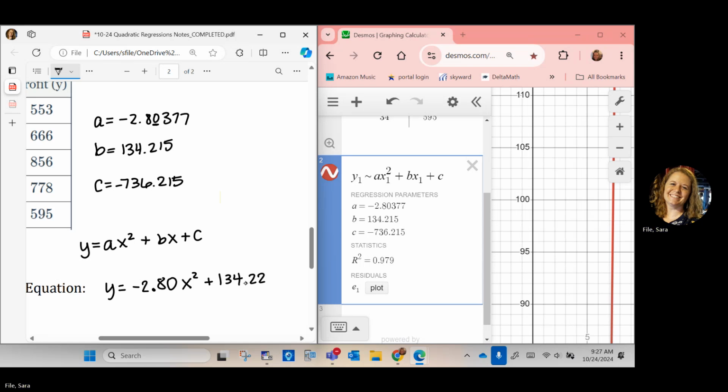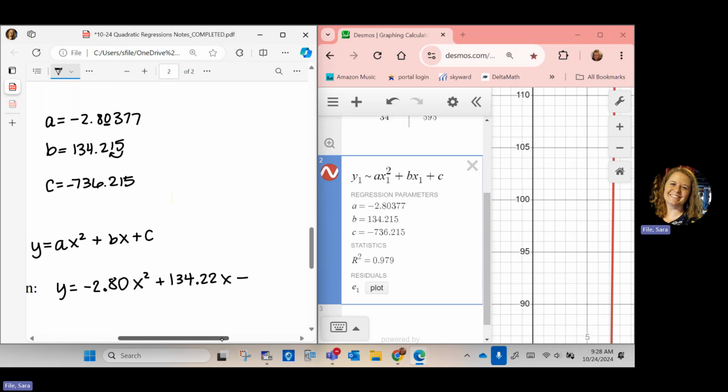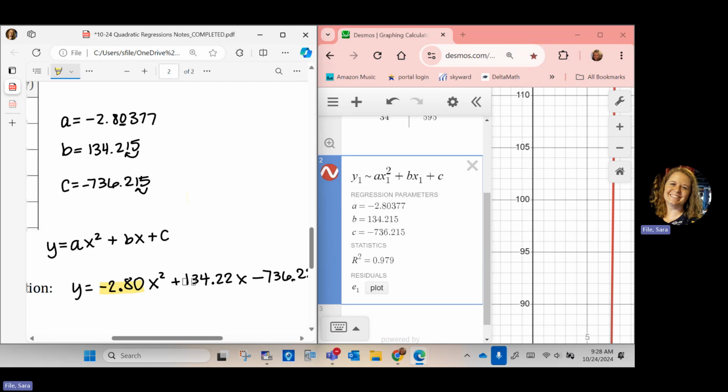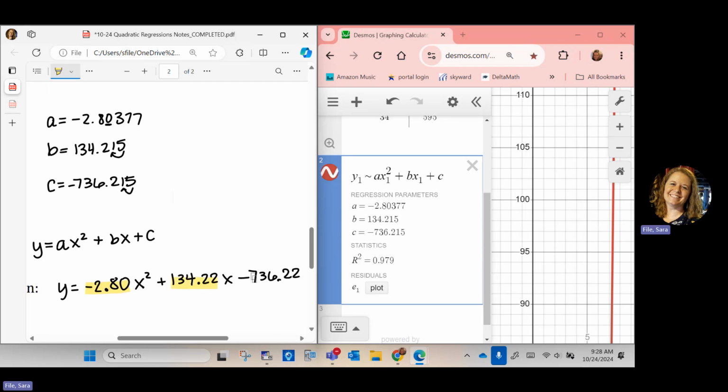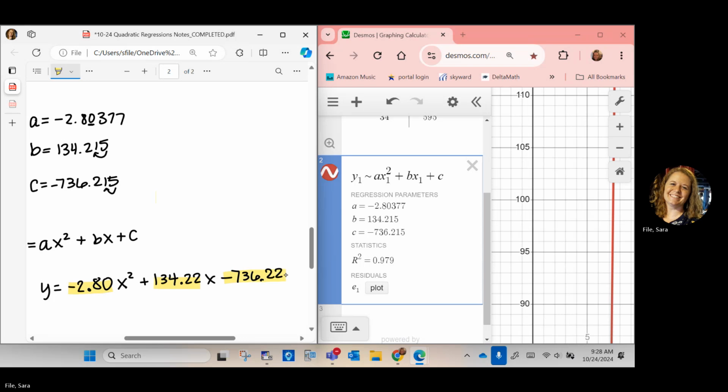134.22, because that 5 rounds that 1 up, x, and then c is negative 736.22, also because that 5 rounds that 1 up. Okay, so these are my rounded values, rounded to the hundredths, like we were told. So far, so good? Okay, and there's nothing to simplify or do. That is my regression equation.